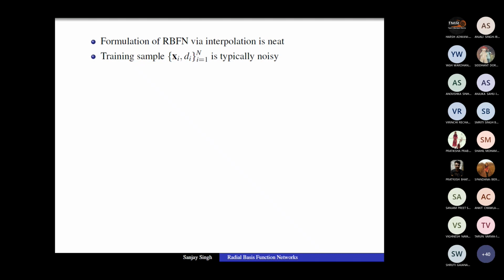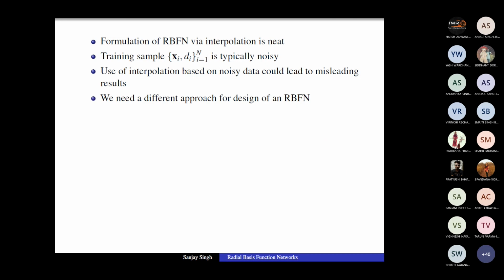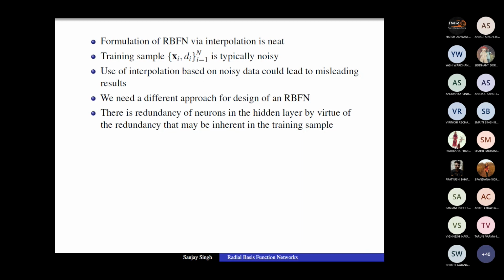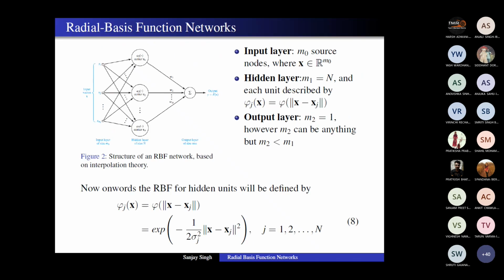Training samples are typically noisy, and interpolation based on noisy data could lead to misleading results. So we need a different approach for the design of the RBFN. Here you can see there is a redundancy of neurons in the hidden layer, by virtue of redundancy that may be inherent in the training sample. For example, if data point 1 is replicated 3 times, nothing new is happening, but as far as this architecture is concerned, you need three more neurons in the hidden layer, which is not a good idea at all.